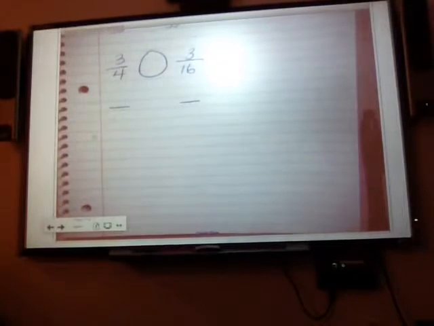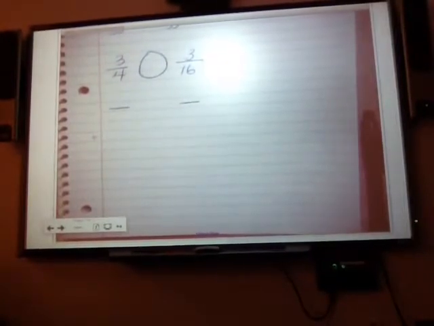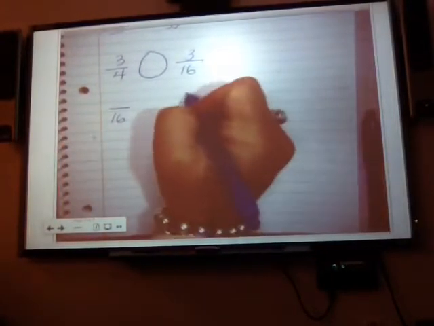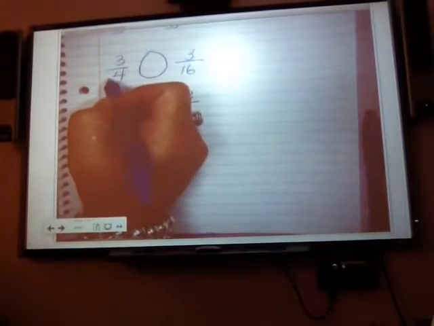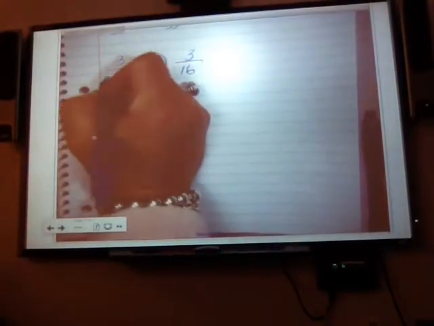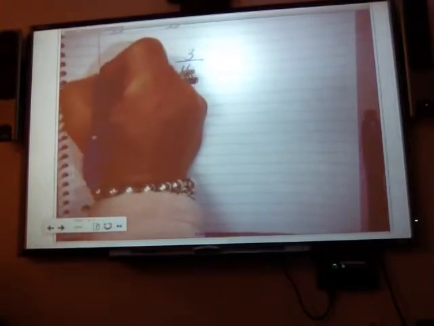What am I doing to the denominators? 16. Sure, 16. I didn't change anything. How many times did it take for 4 to make 16, ladies and gentlemen? 4. Times 4. Whatever you do to the bottom, you must do to the top.